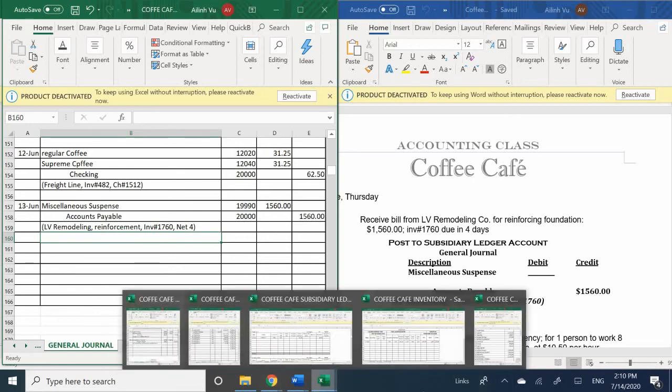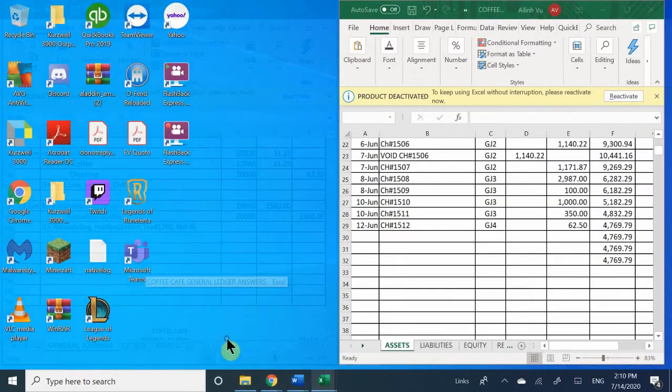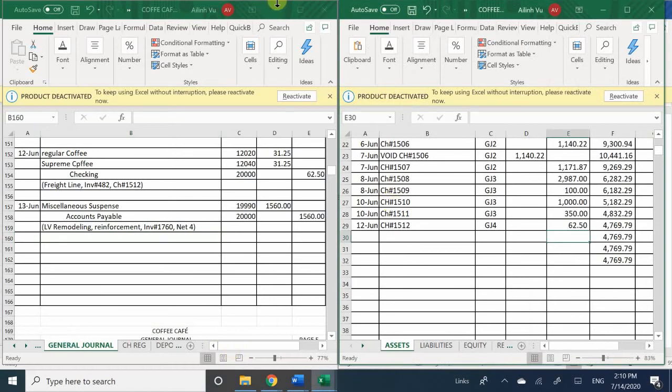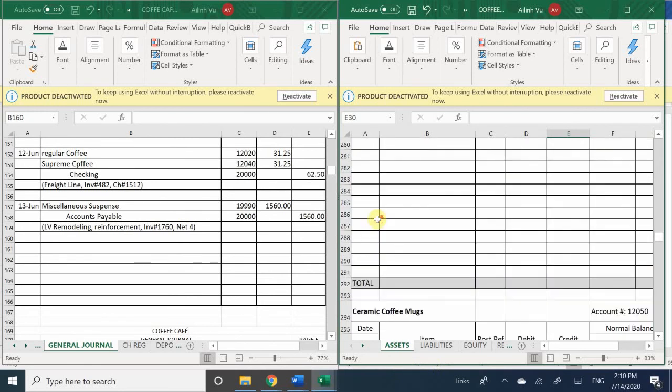General ledger? Not the ledger. Oh, yes, yes. Good. Sorry. I thought you said general journal. No. No. We're just on journal. You are correct. The ledger comes next. So miscellaneous suspense should be on page 16 for you guys, the last entry.